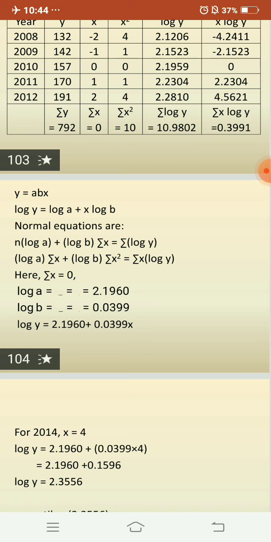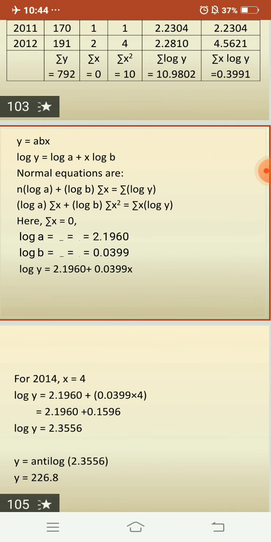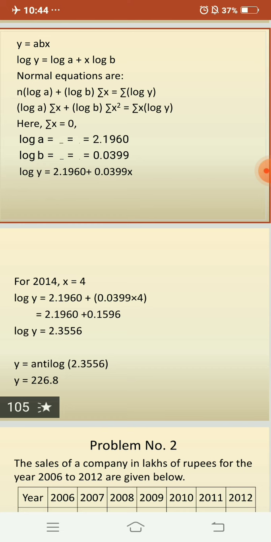Before this, you had taken the logarithm of the first equation y equals a b raised to x, and at that time you get log y equals log a plus x into log b. Fit those log a and log b values in the first equation, and replace x equals 4. If you are calculating the 2014 estimated value, 2014 is the middlemost year, so subtracting the middlemost value, you get 4 as the x value.